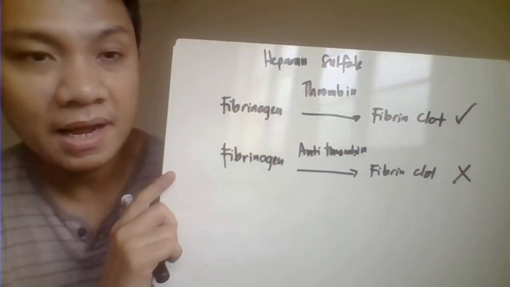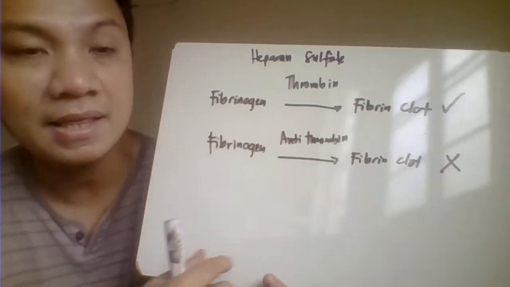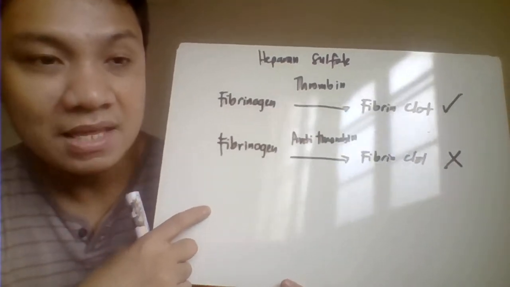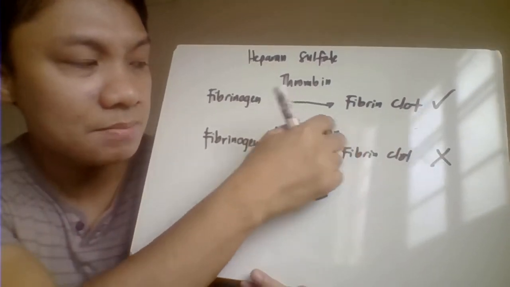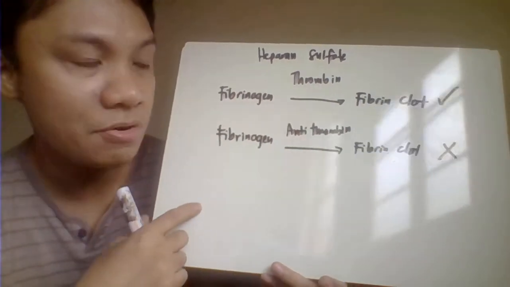How about your heparan sulfate? Heparan sulfate acts here as antithrombin. It enhances the activity of your antithrombin. Meron tayong substance na antithrombin. Ang gagawin nito ay i-enhance na yung activity na antithrombin.